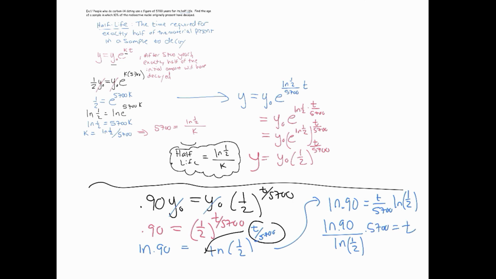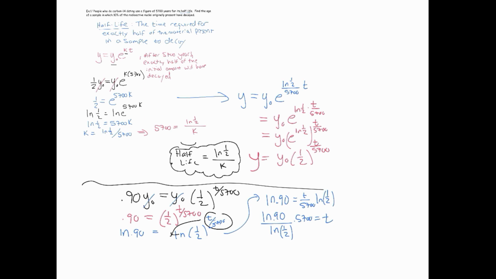T over 5700, ln of 1/2. And solving for t, I'll just do that in one step. Solving for t, you get ln of 0.9 over ln of 1/2, and all that times 5700 is our t. And if you put that in the calculator, you end up getting t equals about 866.417 years. So that's how long it would take for 90% of the initial amount to remain, or 10% to have decayed.